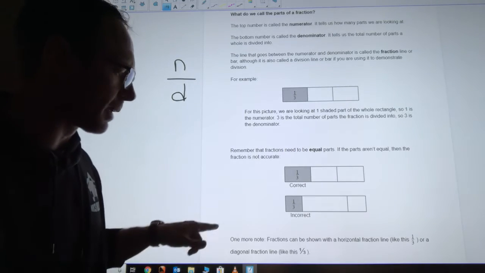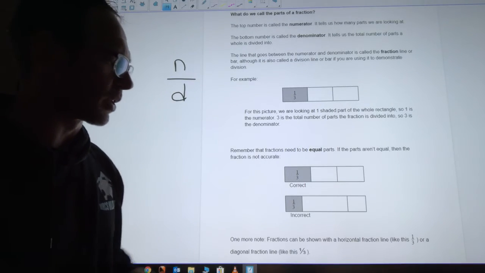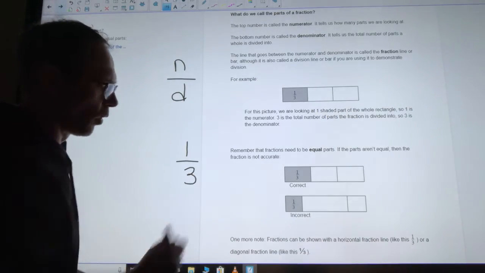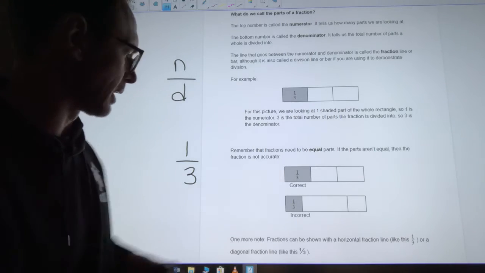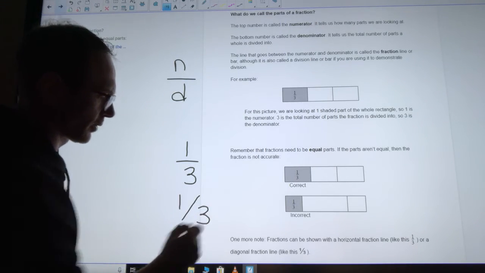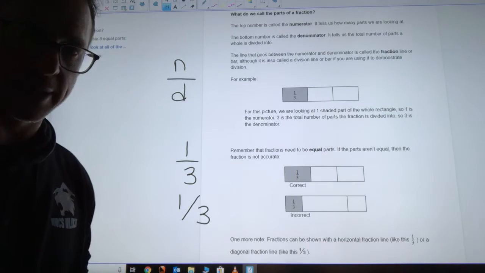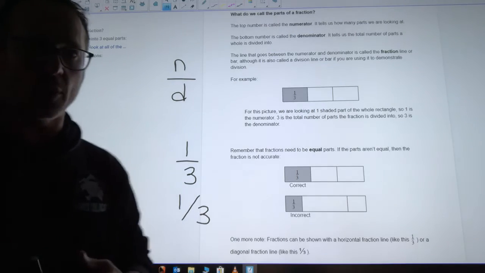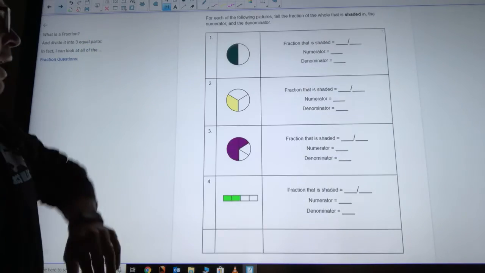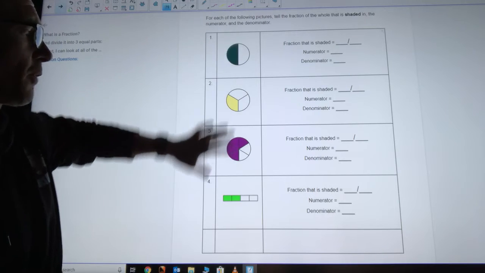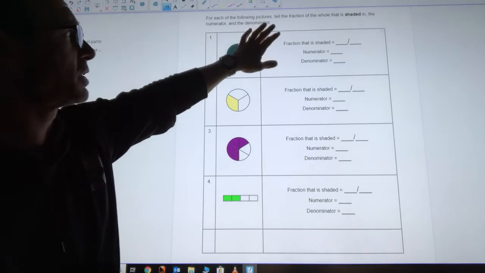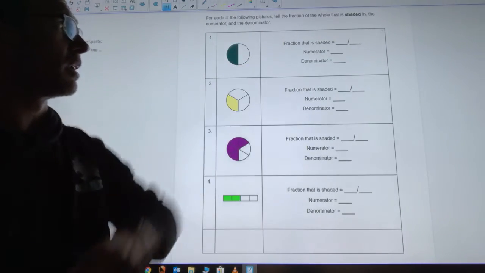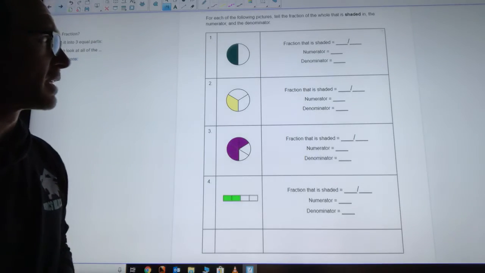One more note I wanted to bring to mind, guys, was that fractions can be shown with a horizontal fraction line, like 1/3, like this, or it can be shown with a diagonal fraction line, so it's like 1/3. So either of those can show fractions, and they're equally valid. So for the work I gave you guys, I've just given you some pictures of a fraction, and I want you to tell me what the fraction shows as far as what is shaded in. I want you to tell me which number is the numerator and which one is the denominator.